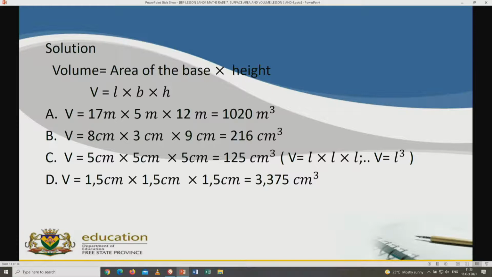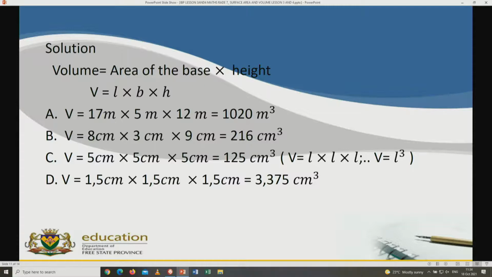Look at the units. They are very, very important. If you have written them wrongly, you might be penalized. It will be cubic meters. The second one, it was also a rectangular prism with the dimensions of 8 centimeters, 3 centimeters by 9 centimeters. And therefore, the answer that we got, you have seen, is 216 cubic centimeters.